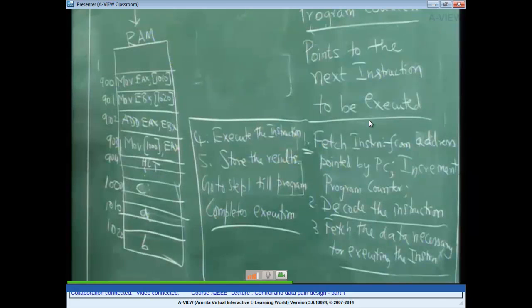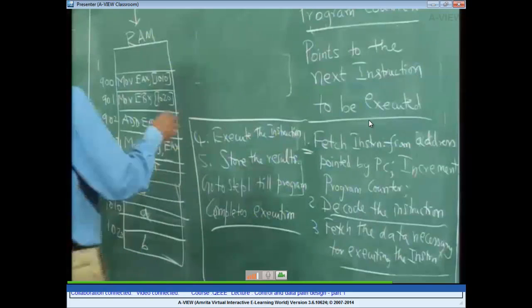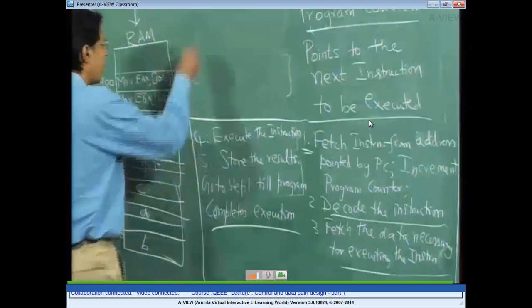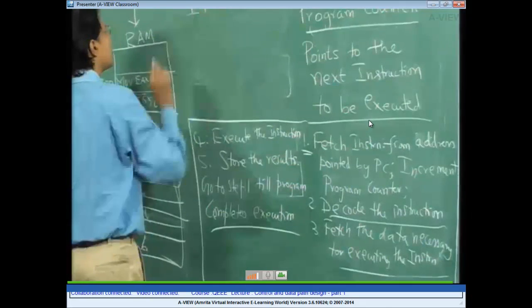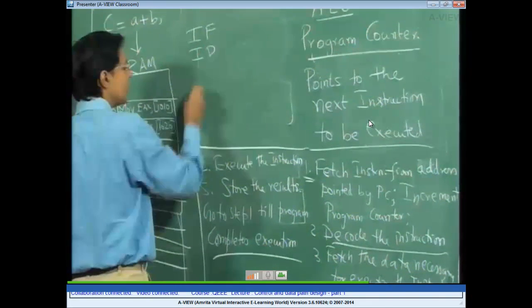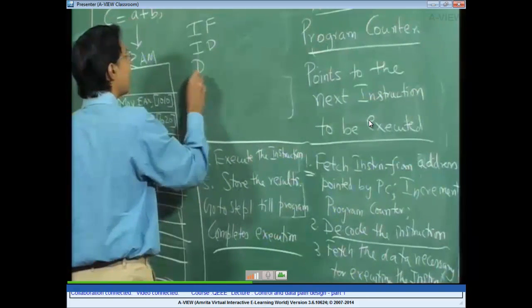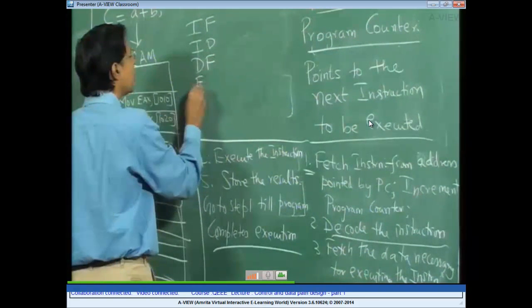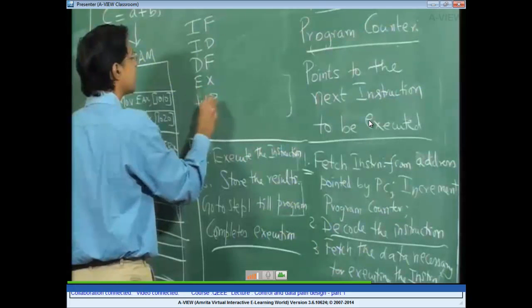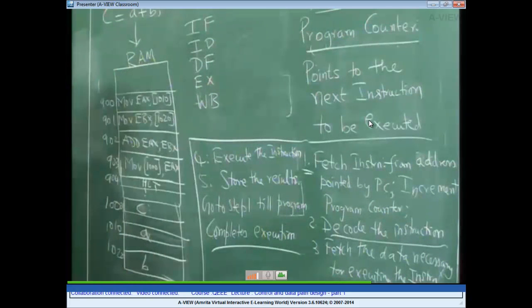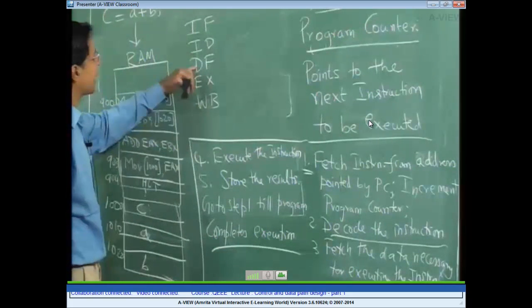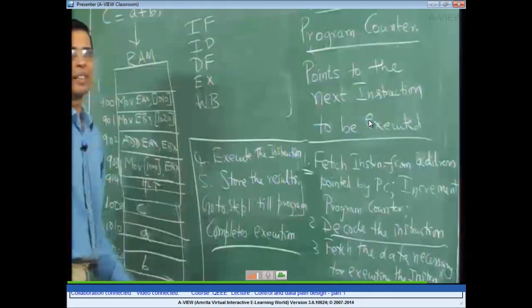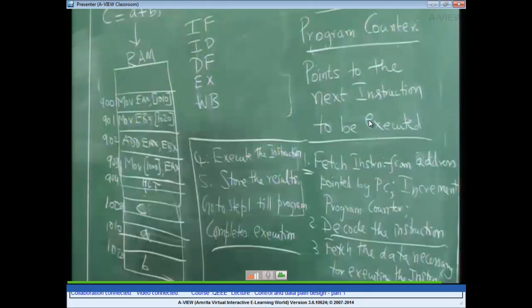So essentially executing an instruction comprises 5 steps. I will give a small abbreviation for each step: instruction fetch, instruction decode, data fetch, execute, write back result. Okay. So the instruction fetch, instruction decode, data fetch, execute and write back. These are 5 stages in the execution of any instruction.